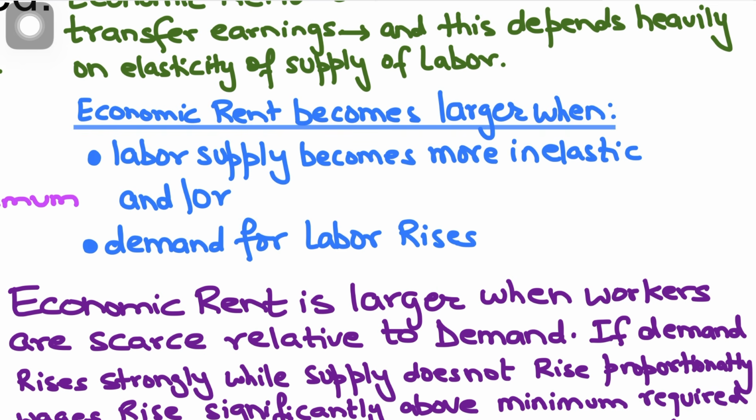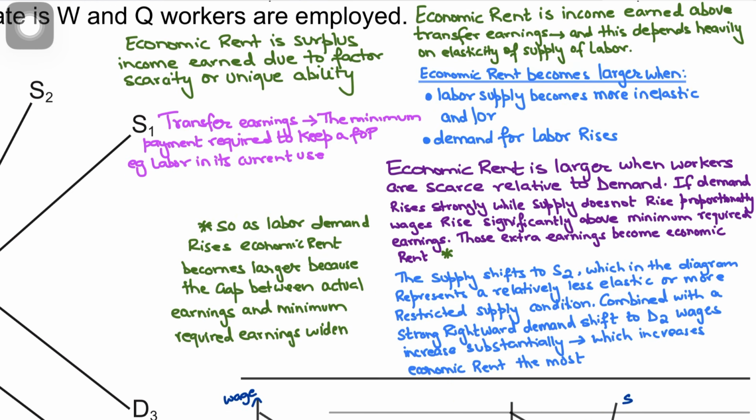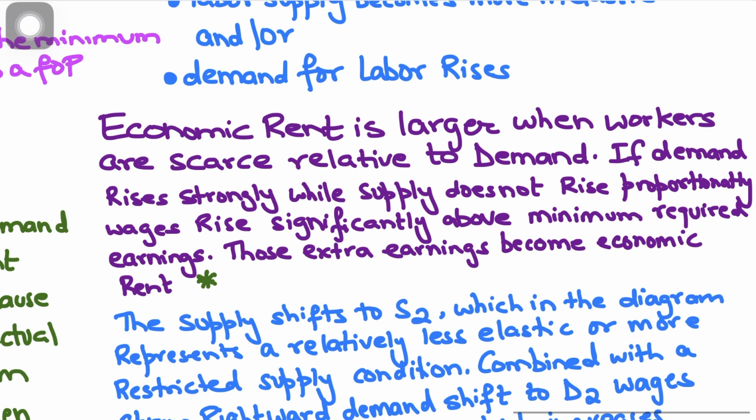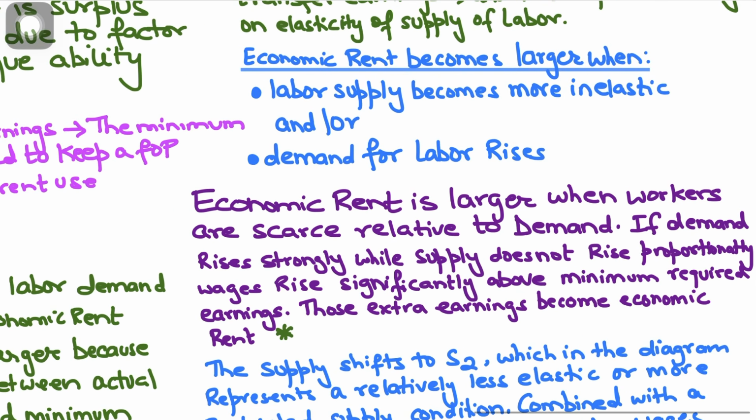The more elastic the labor supply, the lower the economic rent. And secondly, demand for labor rises. When demand for labor rises, wages will rise. When wages rise, economic rent will rise. Pretty simple.